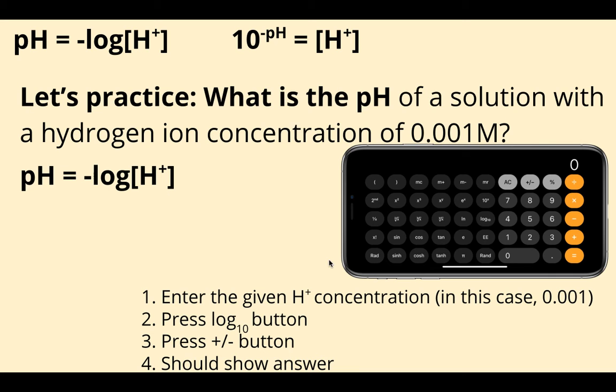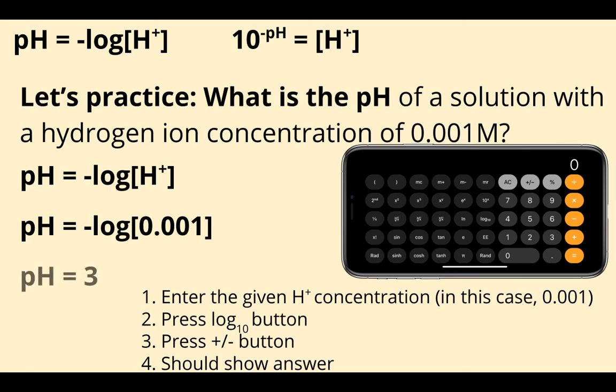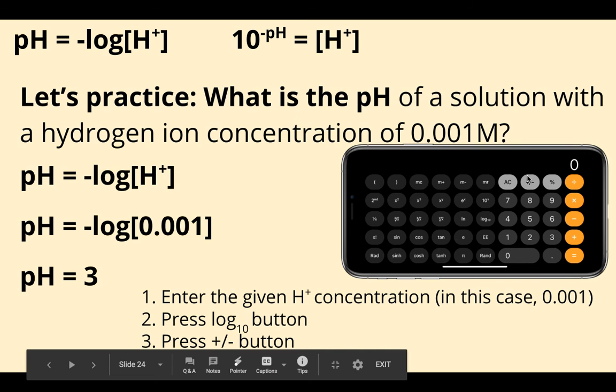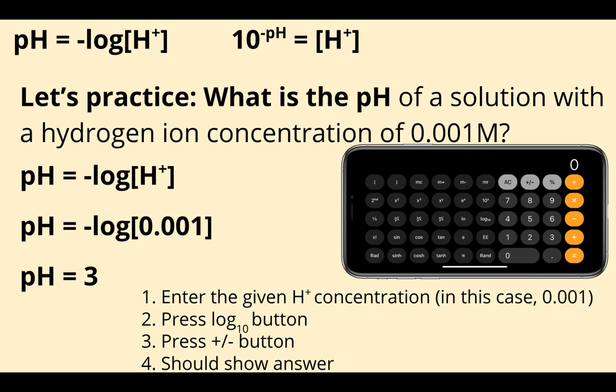Now, logarithmic is a base 10, so it may only say log depending on what kind of phone you have. Press that, and then you want to find the inverse of that. So you'll hit this to give you that. You should get an answer of 3.